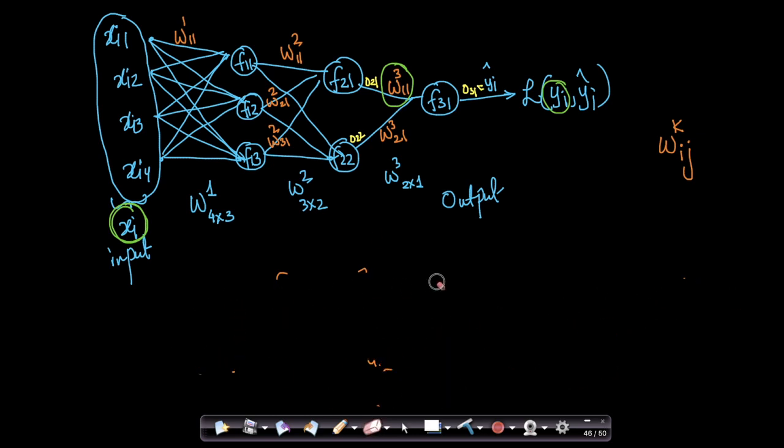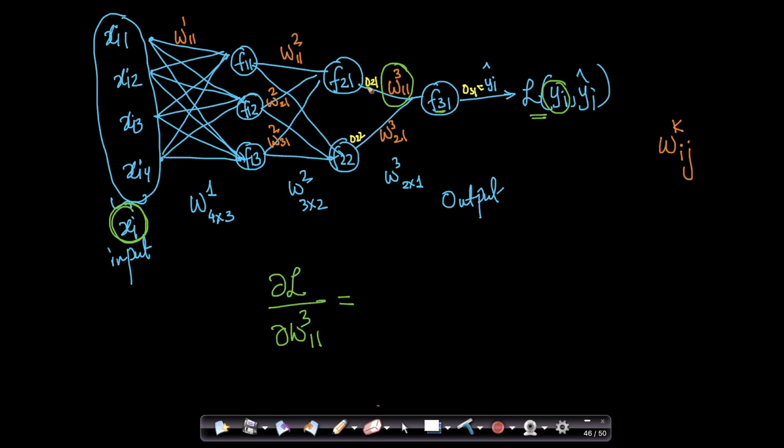So I'll erase some of this because I want to show it to you graphically so that it becomes much more clear for you. So I want to compute now the derivative of L with respect to W311, right? This is what I want to compute. Now see, W311 goes into F31 and it impacts output 31, O31. This O31 is nothing but yi hat. This O31 now goes into your loss function, right?